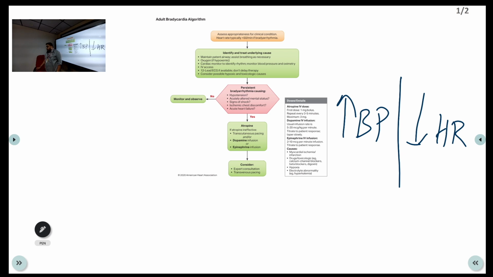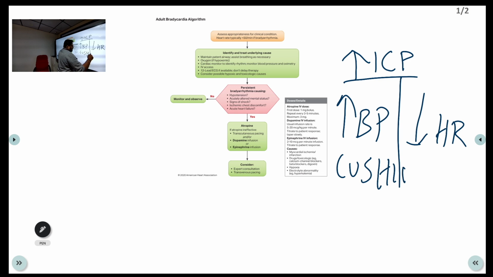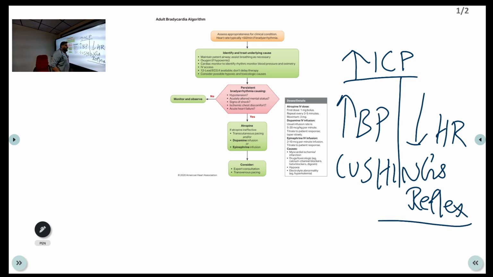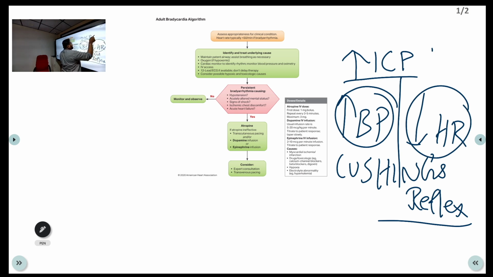Where will you see this? Raised intracranial pressure. You will see increased BP and decreased heart rate. So that is otherwise called Cushing's reflex. Cushing's reflex is basically increased BP with decreased heart rate that you will see in a patient with raised intracranial pressure.